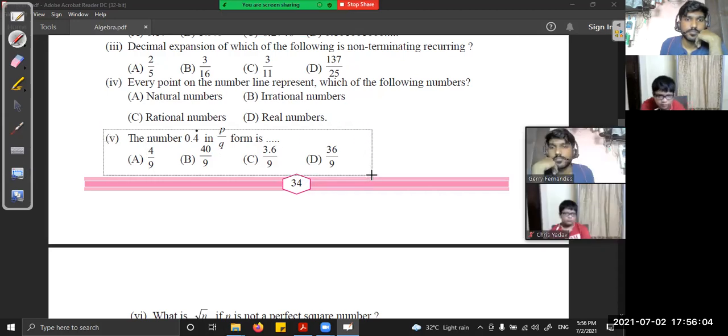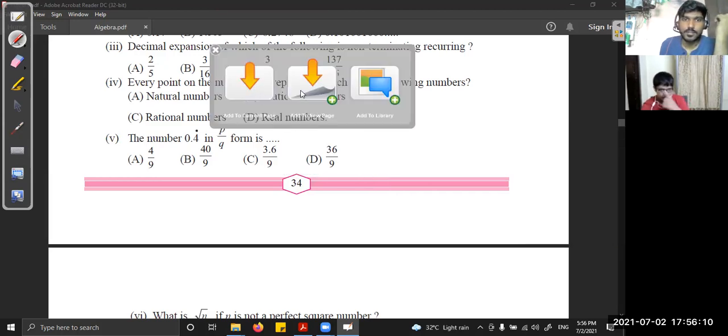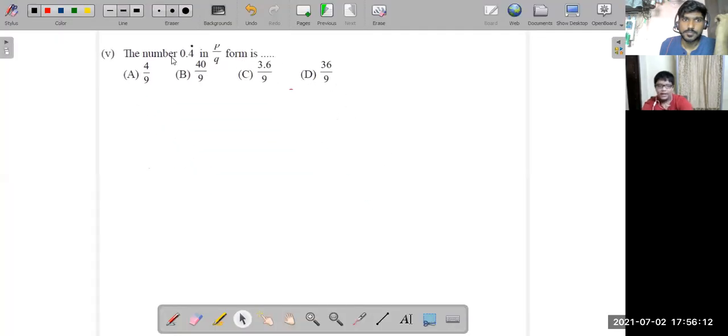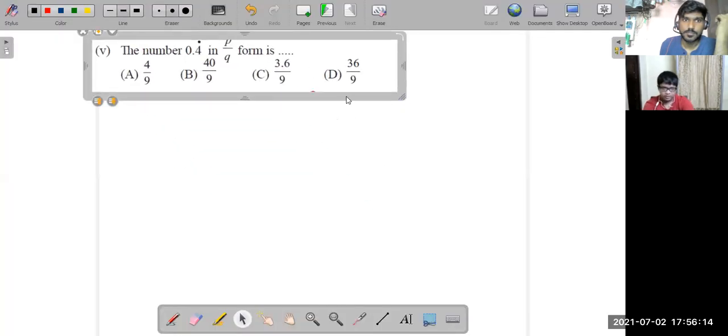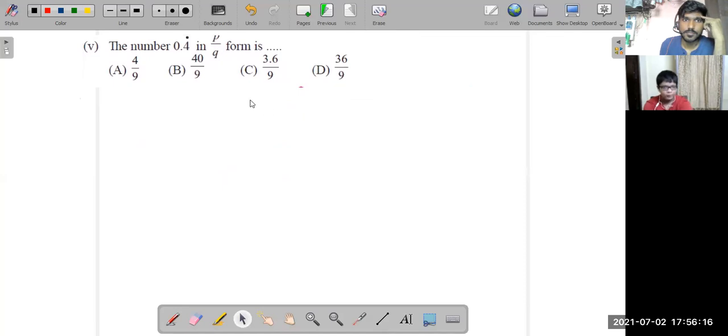Sure, it's 4 upon 9. 4 upon 9. How did you get it? Yes, sir. 9 times 4 is 36, and 40 minus 36, when we put 0 on 4, it becomes 4. So it would be non-terminating and recurring.